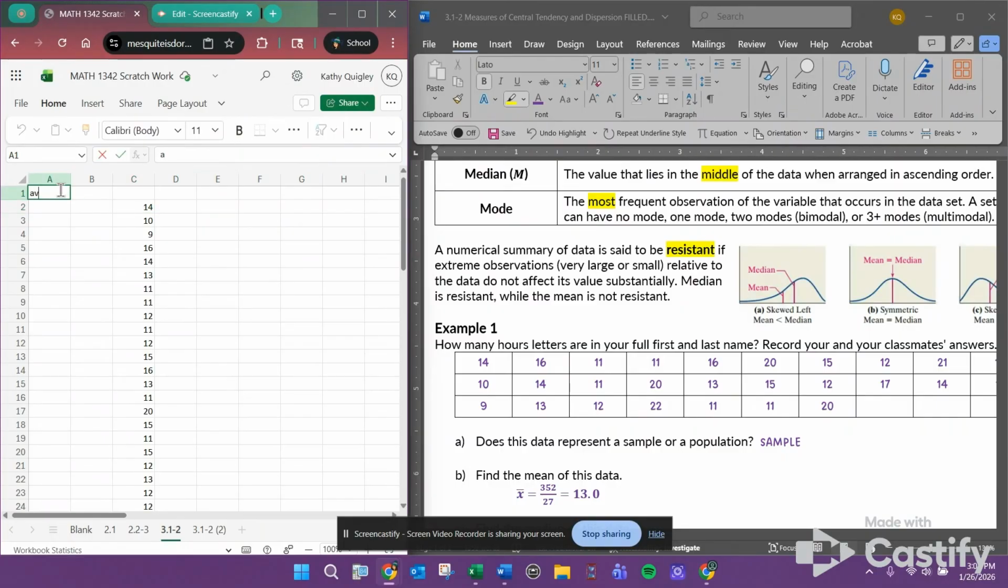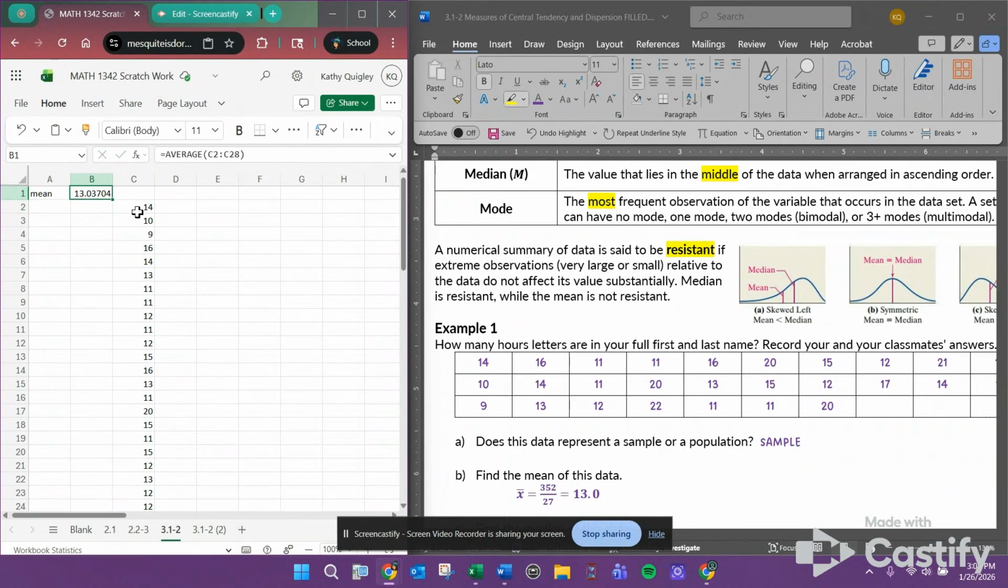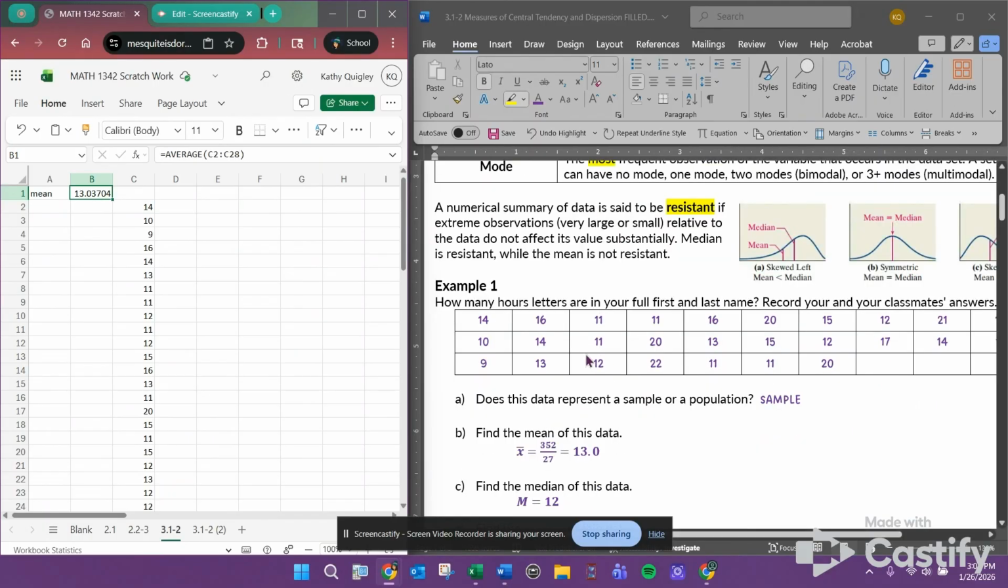Now we are going to find the average, or the mean, X bar if you will, telling Excel to do the average of these cells, from what is now C2 to C28. I'm not going to bother doing the increase or decrease decimals, but you can. So our mean is 13.0. That makes sense.